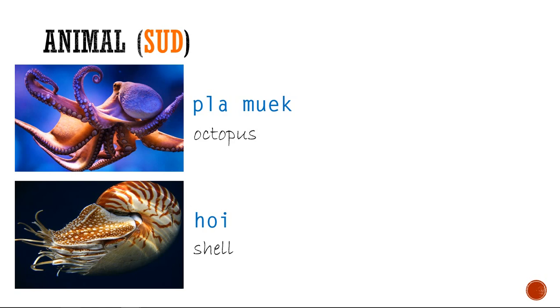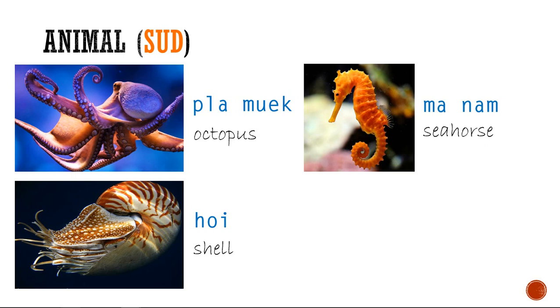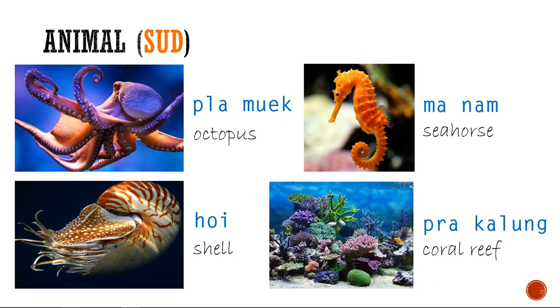Hoi is a shell, and it's not just the cover but also the body. Ma nam. Ma is the same as the horse. Ma is a horse and nam is the water. So the horse in the water is a sea horse, because it looks like a horse in the water. Pakalang, coral leaf.